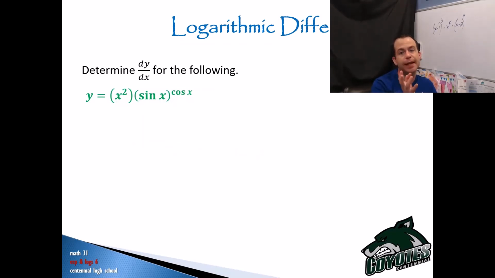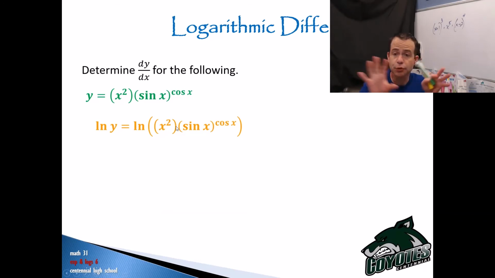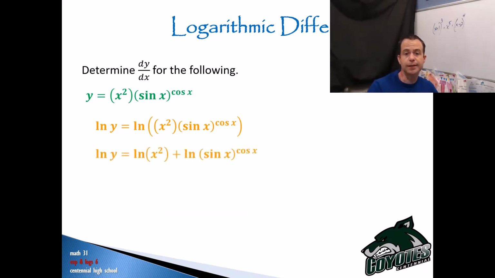Some of you may say, hey, well, this is just the product rule. Yeah, sort of. It is just the product rule, but then there's also an exponent on one of the products. And so that also involves the chain rule, right? So we're going to try this with logarithmic differentiation and see if you like that better. So I'm going to take the natural log of both sides. That allows me to split this up into two terms that are going to be added together. So that's ln y equals ln x squared plus ln sine x.